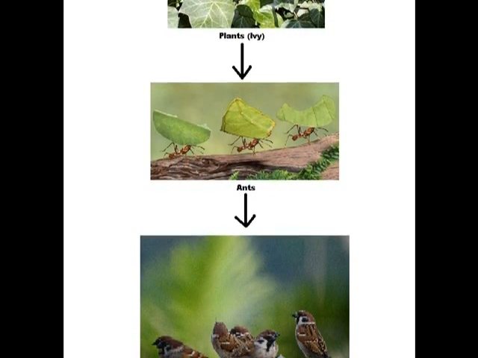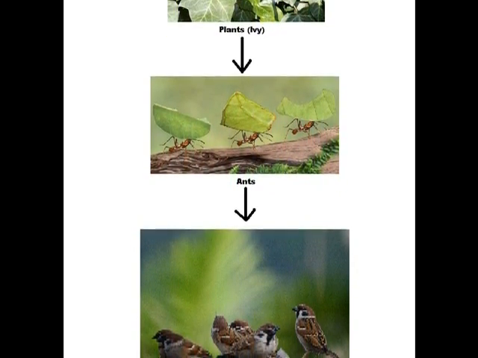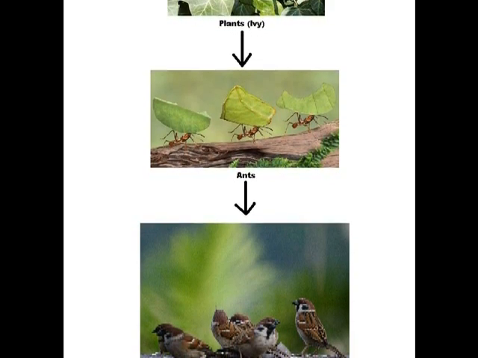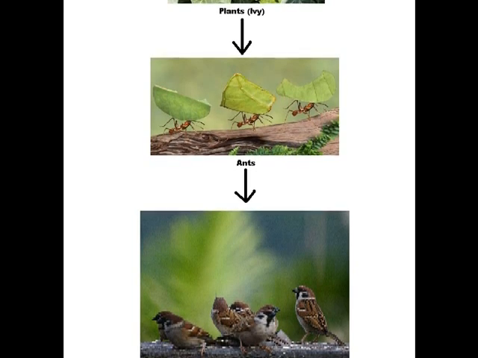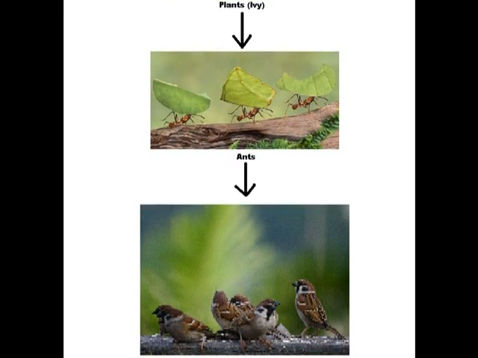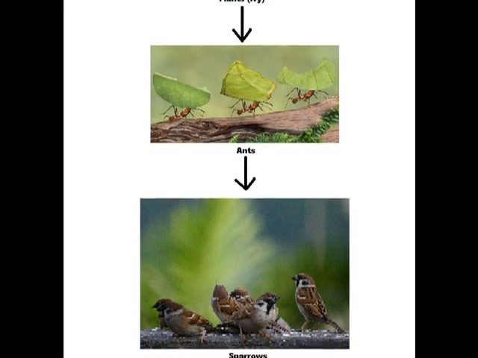And then we saw a lot of different kinds of birds, including sparrows. A sparrow's source of food can include ants as well, so that completes the chain. We saw all the way from a producer to a secondary consumer in a matter of hours.